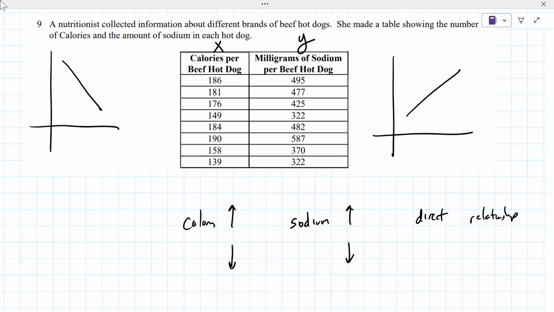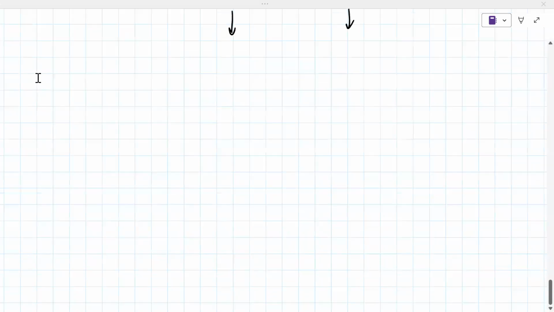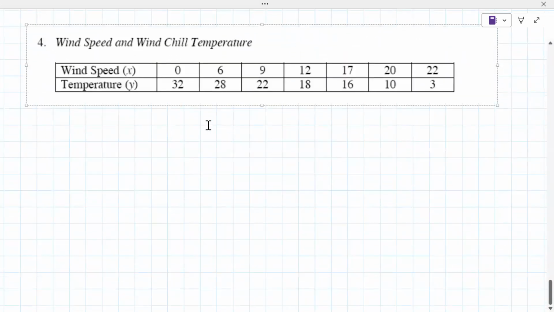All right. So I'm debating what we should do now. I guess I'll give you one more of these and then we'll go review, or maybe we'll stop early. But let's look at one more here. Could you make a quick sketch of wind speed and wind chill temperature for me, please?